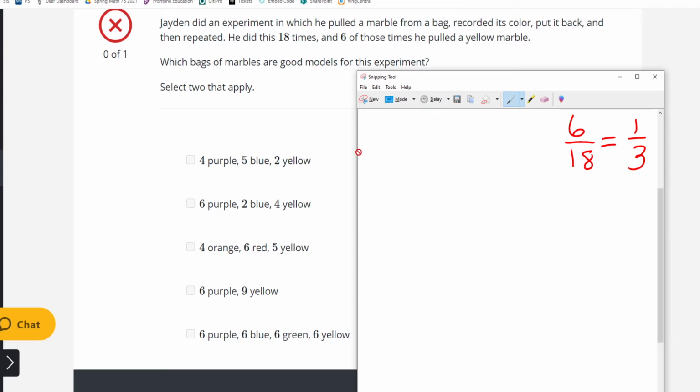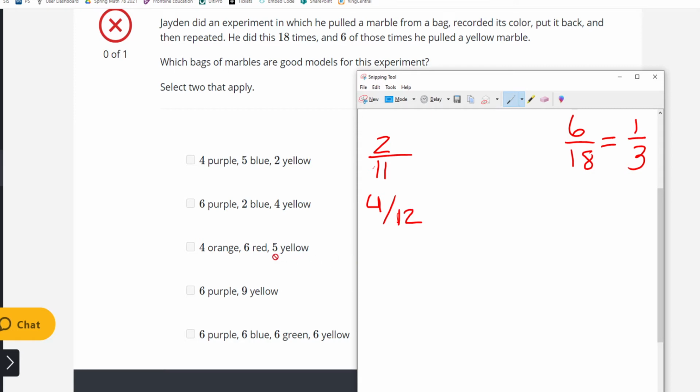For this first one here, there are 2 yellow, so 2 is going to go up top, over my total, which is 4 plus 5 plus 2. So 4 plus 5 is 9. 9 plus 2 is 11. This next one here, I have 4 yellow marbles over total. So 6 plus 2, which is 8. 8 plus 4, which is 12.